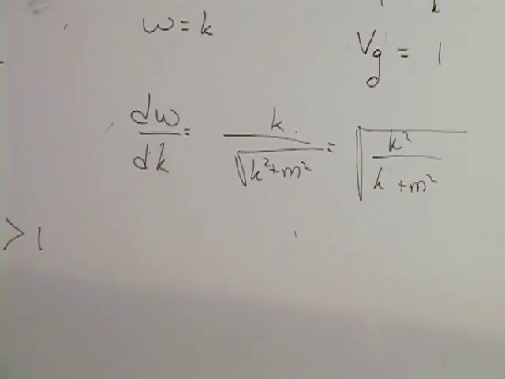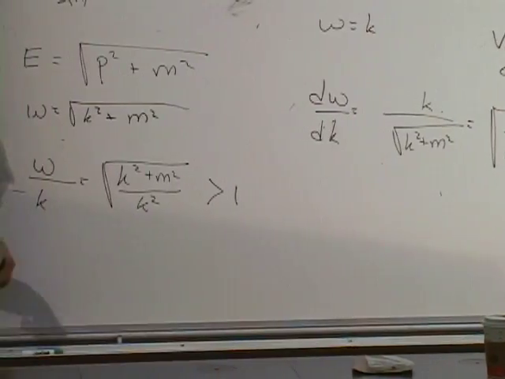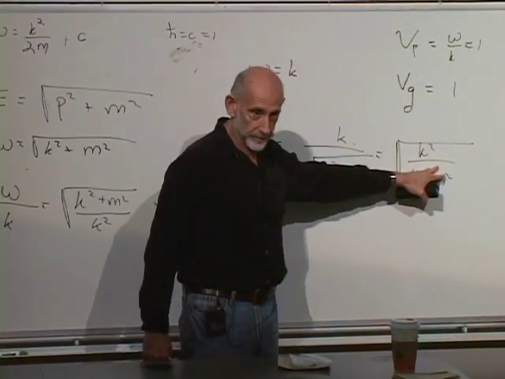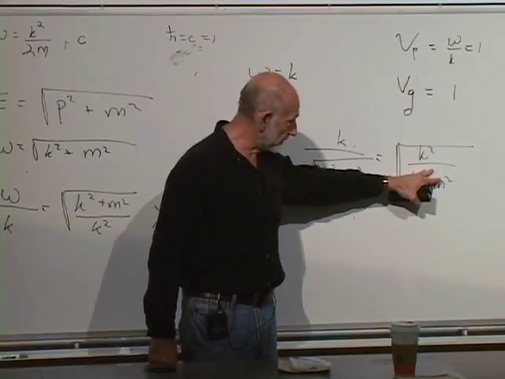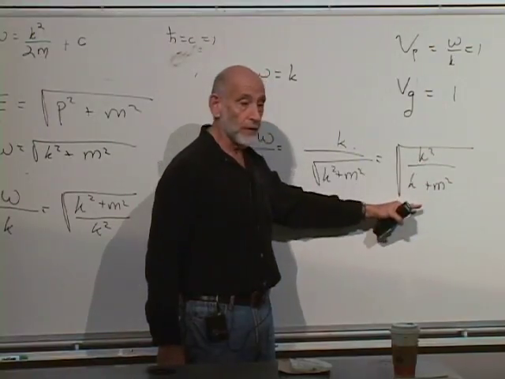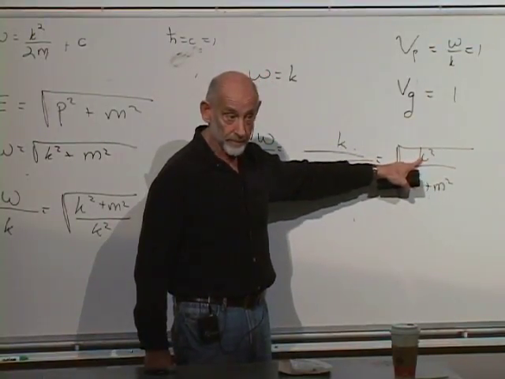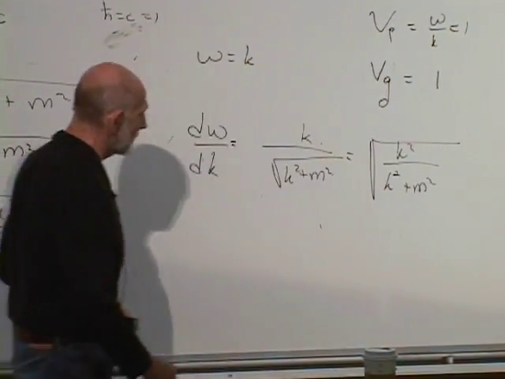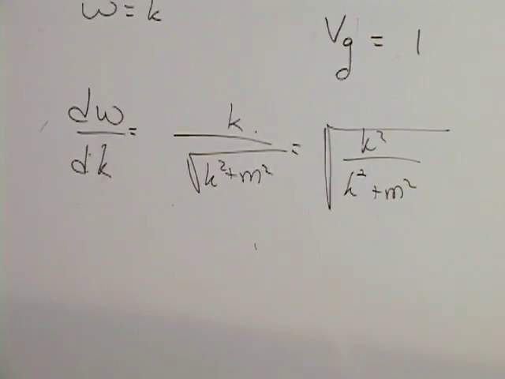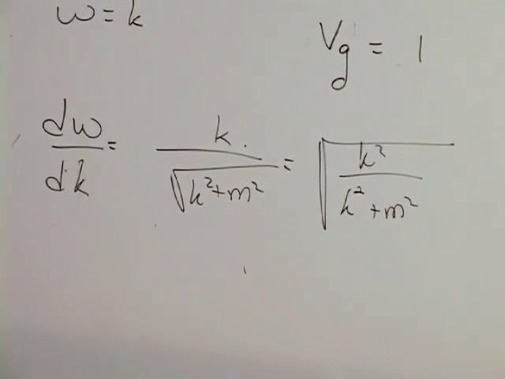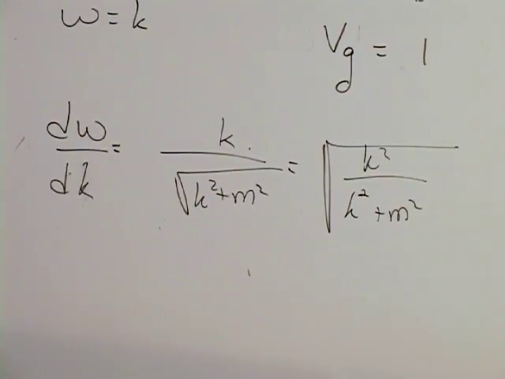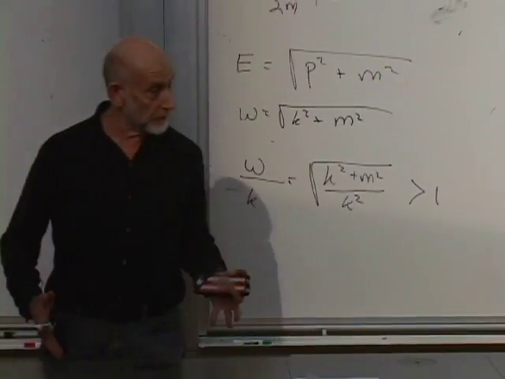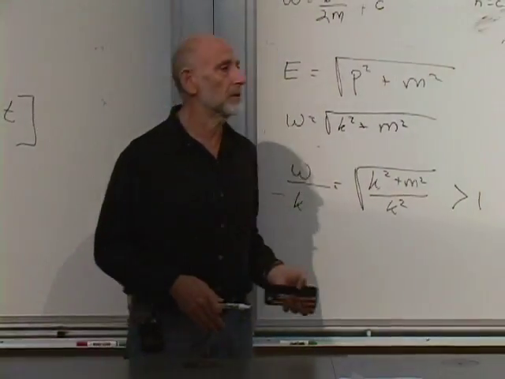The phase velocity is square root of k squared plus m squared over k squared. They're inverse to each other. This one is greater than 1. This one is always less than 1. In fact, this is the velocity of a relativistic particle with momentum k. They're just inverse to each other. As was pointed out by somebody, the product of the group velocity and the phase velocity is equal to 1. So they're just inverses of each other. Now, that's somewhat accidental. That's not a very general fact.